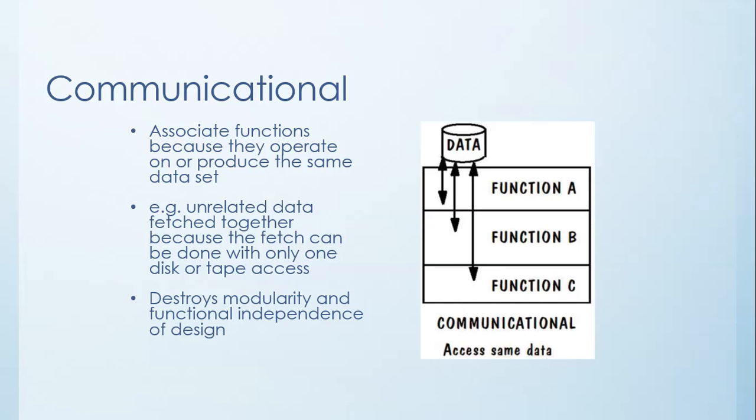The next level up the cohesion ladder is communicational cohesion, where you associate functions because they operate on or produce the same data set. So you might have unrelated data that's fetched together because the fetch can be done with only one disk or tape access. This is a very old school example. This destroys modularity and functional independence of design.